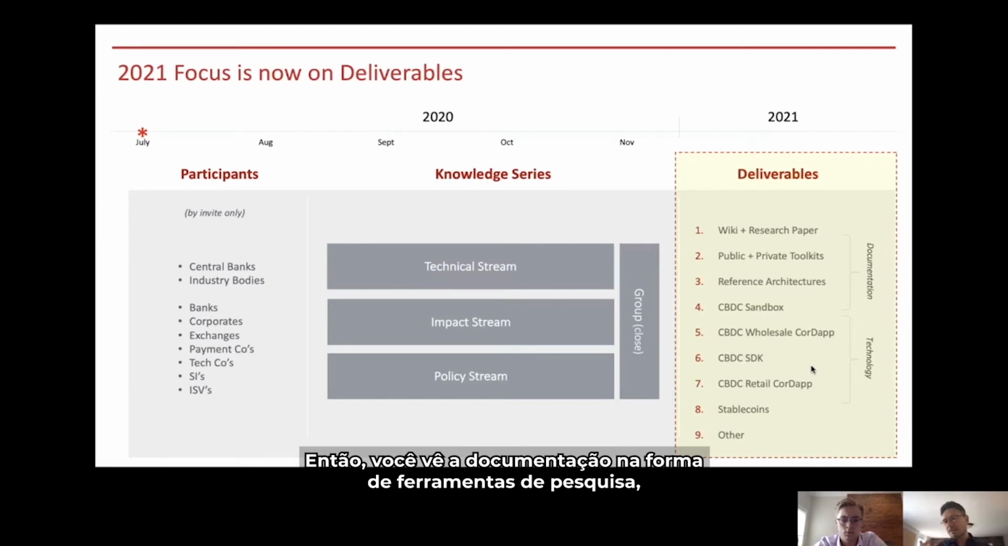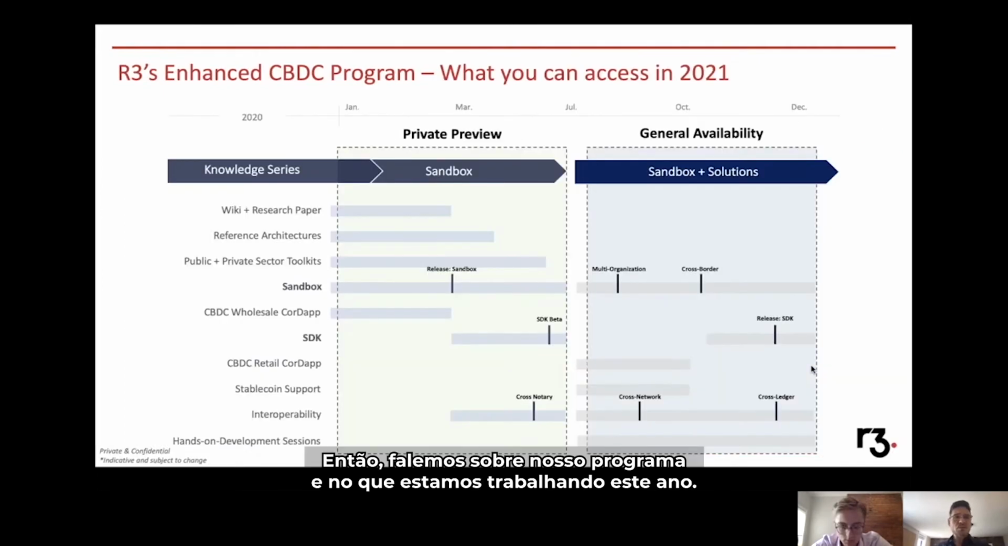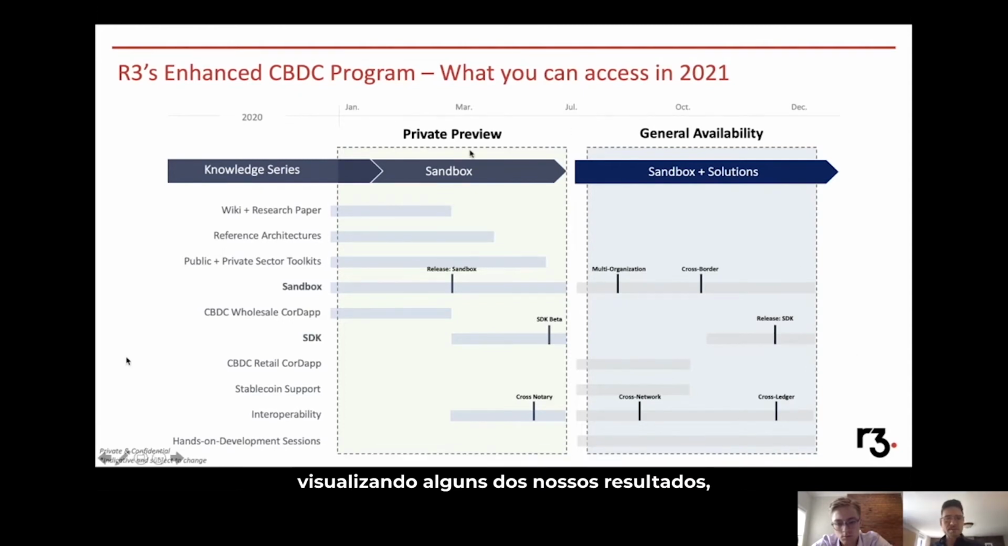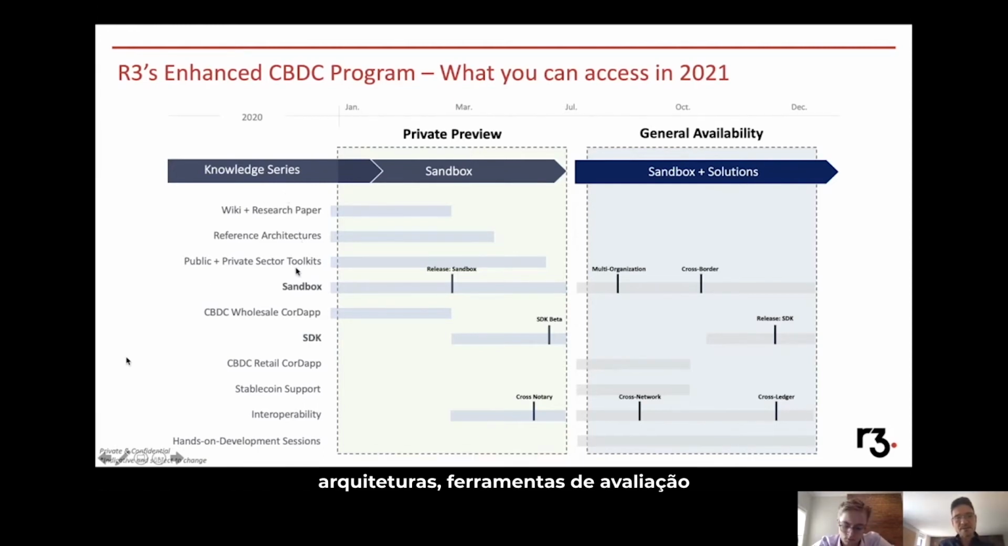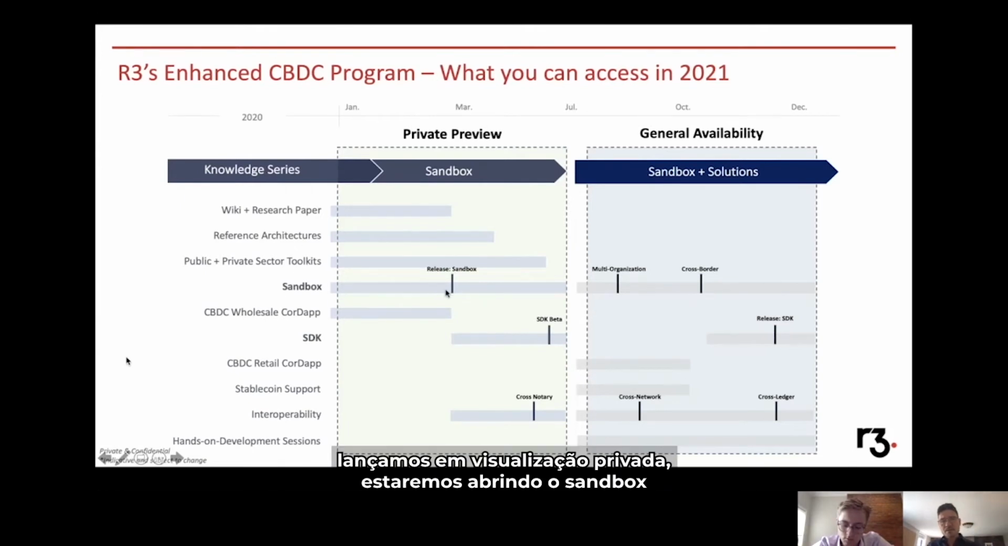So some research, so you see documentation in the form of research, toolkits, reference architectures, and more excitingly, a sandbox that we launched about 6 weeks ago now on private preview with some of the members of the working group, and Austen will do a demo of our sandbox in a minute. So just to talk about our program and what we're working on this year. As I mentioned, some of our deliverables are in private preview. Just to run down the page: research, reference architectures, toolkits, assessment toolkits, and our sandbox, which you see highlighted here. We launched it in private preview.